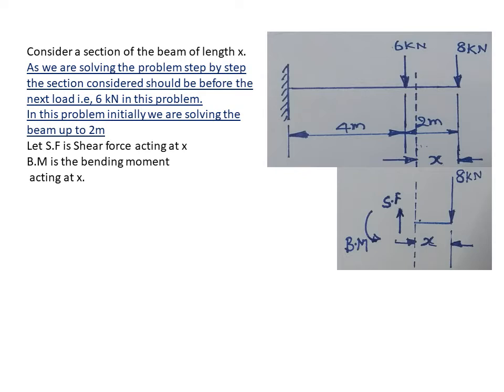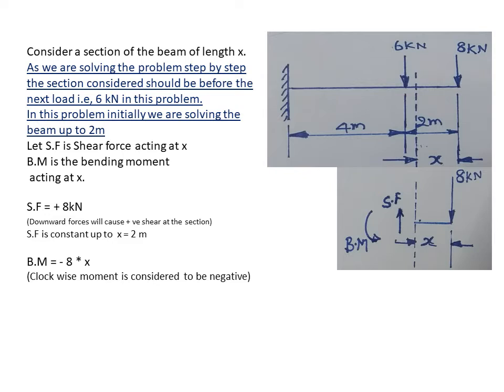Let SF be the shear force acting at x. BM is the bending moment acting at x. Shear force is equivalent to plus 8 kilonewtons. Downward forces will cause positive shear at this section. Shear force is constant up to x equal to 2 meters. Bending moment is equal to minus 8 into x. Clockwise moment is considered to be negative.